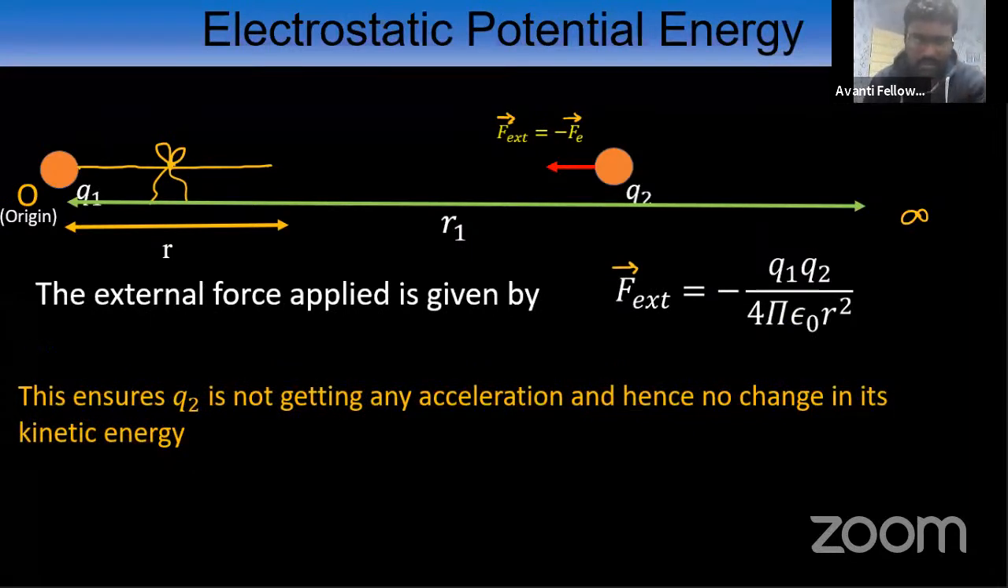So guys, this conclusion is very important. If it's experiencing some amount of force to go towards infinity, and now we are applying the same amount of force to bring it back, this ensures us one thing. What does this ensure? This ensures that Q2 is not getting accelerated at any time. There is no external force acting on Q2, so it's not getting accelerated, or we can say there is no external kinetic energy acting on Q2.